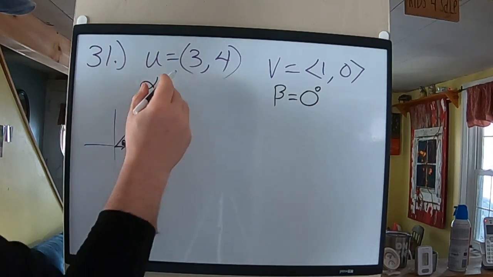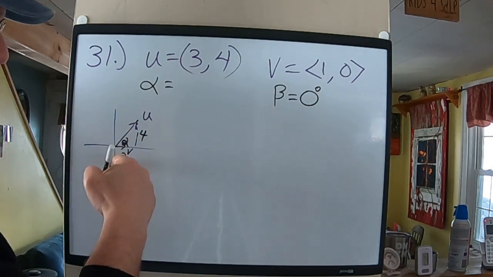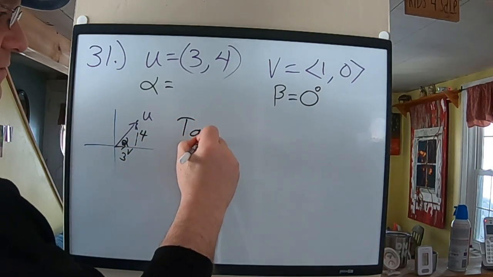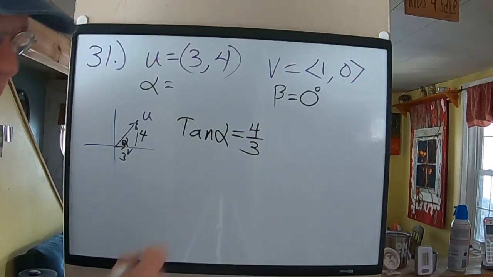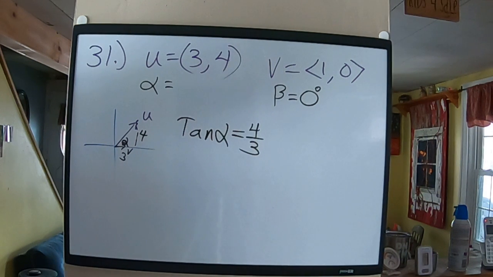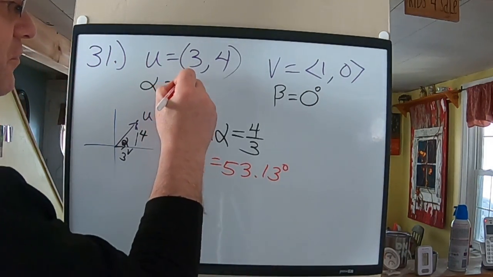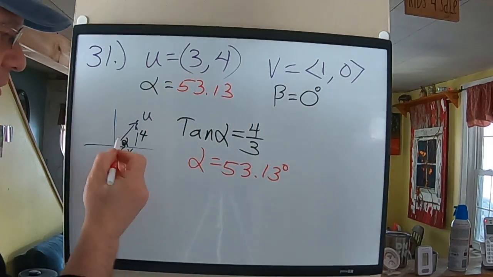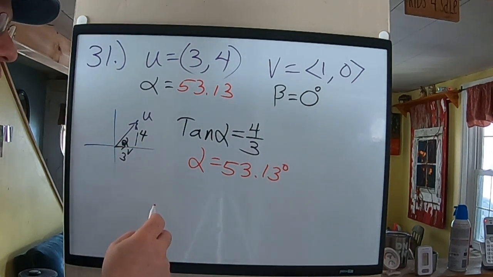The x value here is 3. The y value is 4. So opposite over adjacent, tangent of alpha equals opposite over adjacent. And when we use inverse tangent with this fraction, we find that our alpha is 53.13 degrees. Well, the difference between 0 and 53.13 is 53.13.